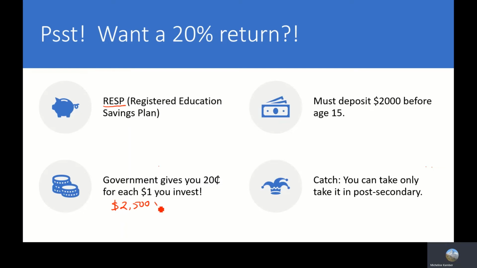So quickly, what is that in terms of free money? 20% times $2,500 works out to $500 free money. So definitely a good incentive to get an RESP and start saving up. Now, the one catch is that you cannot take the money out that you save until you get to post-secondary. But when you are in post-secondary, whether it be college, university, or trade schools, you can use the money for your education, and you can even use it to buy a car.